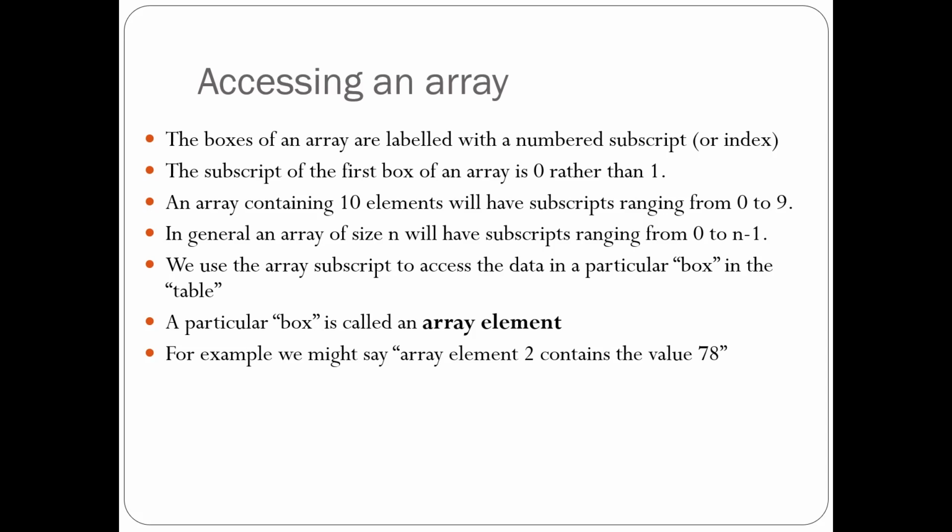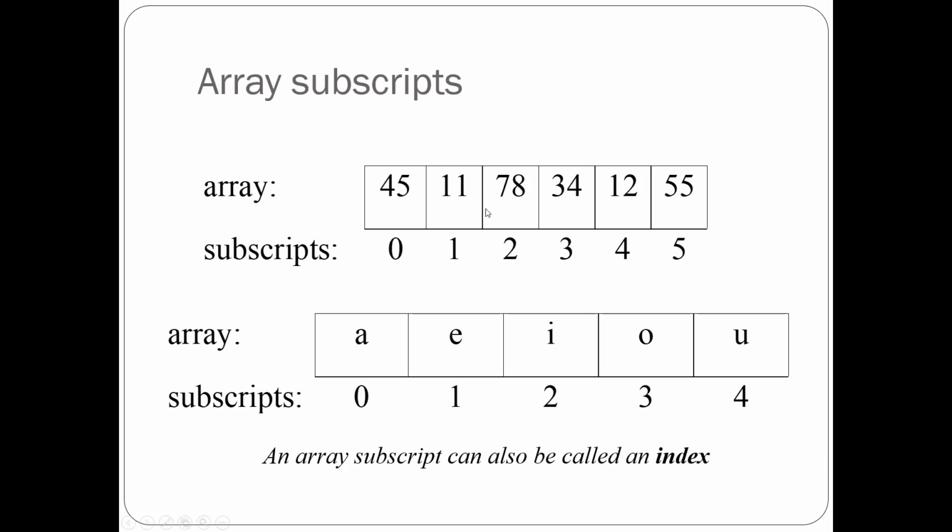Each of those addresses points to a single array element. So as it says at the bottom there, we could say something like array element 2 contains the value of 78, which is what we've got demonstrated here. And as you can see, we've visualized arrays. Here's an array of integers at the top. Here are the subscripts, or the addresses, or the indexes, whatever you want to call them. At index 0 you've got 45, at 3 you've got 34, and at 5 you've got 55. In this one, you've got an array of characters, where at 1 you've got the letter E, and at 3 you've got the letter O.